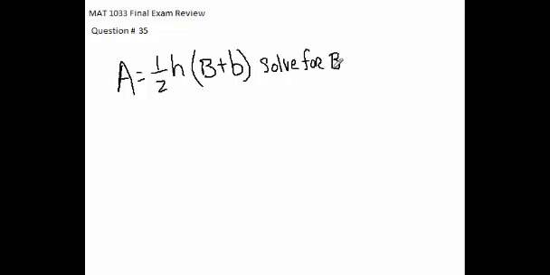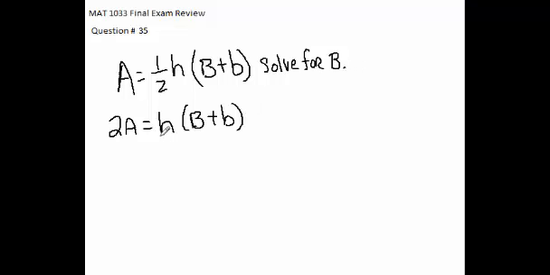capital B. And do not change the case of any variables in a formula, because lowercase variables could certainly have different values from uppercase variables. Okay, so we want to get big B alone, but there's a fraction in the equation, so let's multiply through by the LCD, which is 2. I end up with 2a is equal to h times capital B plus lowercase b.